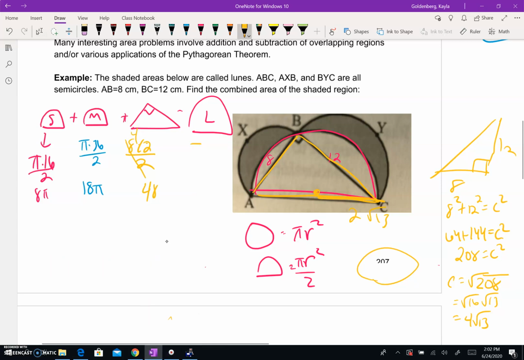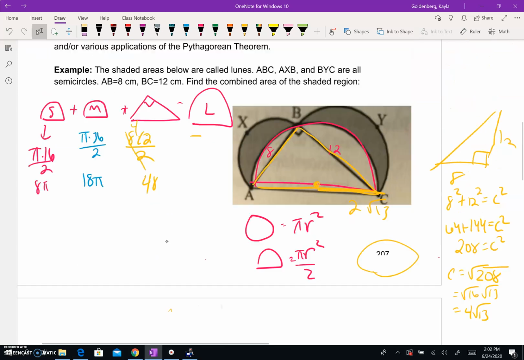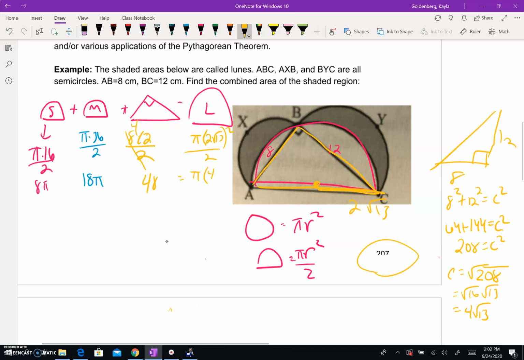So for the area of the large, we're going to have, sorry about that, pi times radius, and radius is 2 root 13 squared divided by 2. That's going to be equal to pi times 2 squared times 13, because that's under the square root, all divided by 2. So the 2 and the 4 is going to make it 2, so it's going to become 26 pi. So it looks like we're going to have 8 pi plus 18 pi plus 48 plus 26 pi.